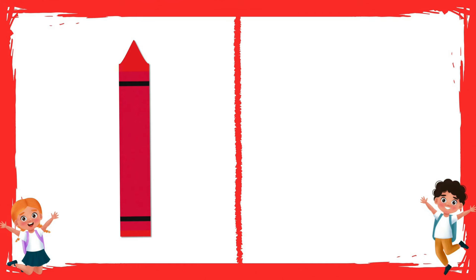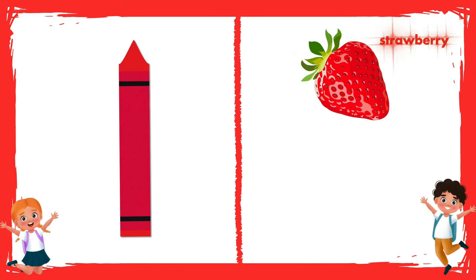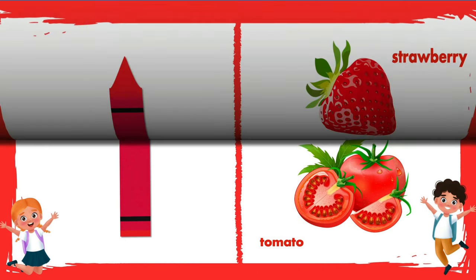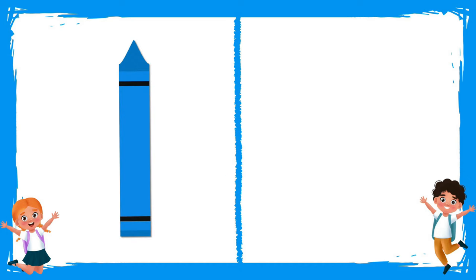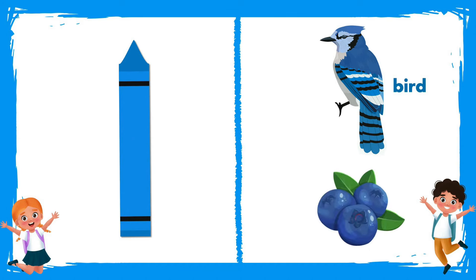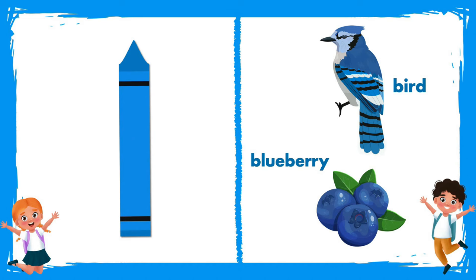This is red. Let's see some things or food that are red. Strawberry. Tomato. This is color blue. Bird. Blueberry.